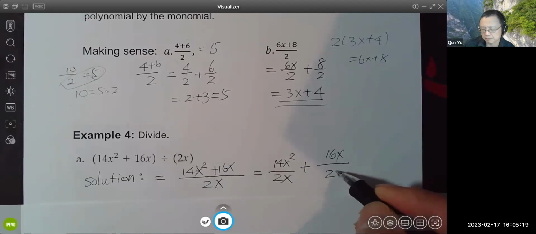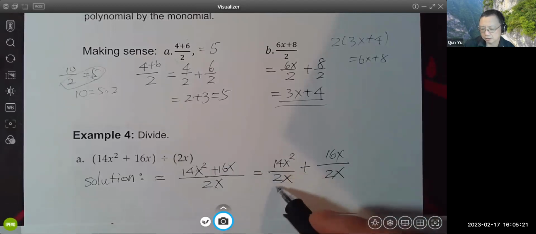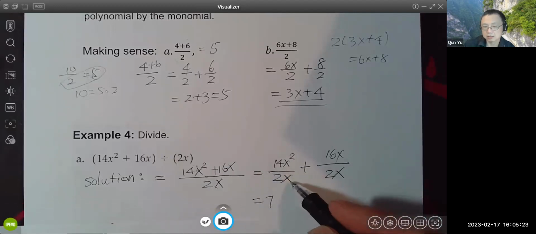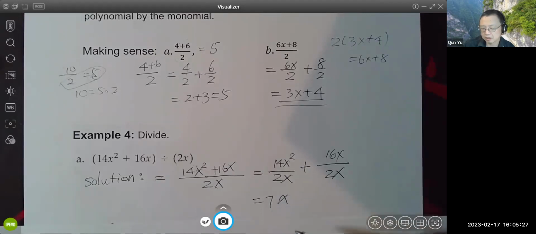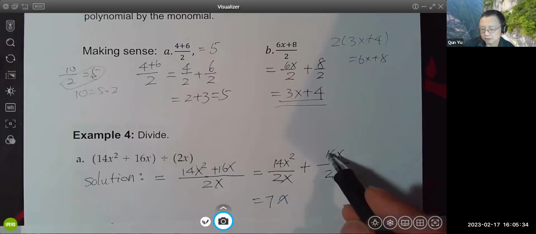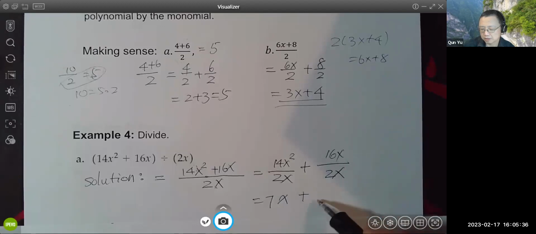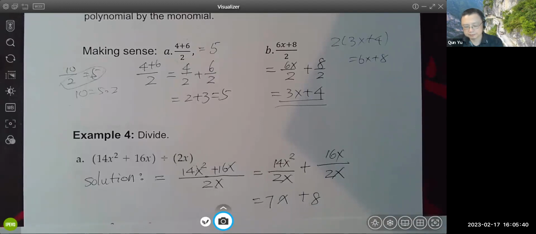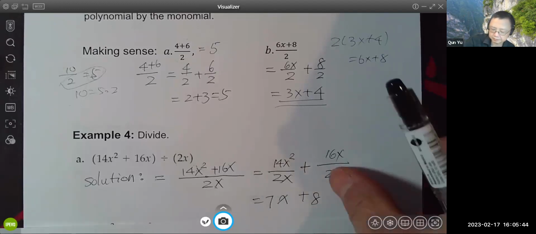16x over 2x. Now 14 divided by 2, that's 7. This x on the bottom canceled, you only have one x left. Since there's nothing left on the bottom, you don't need to use this fraction bar, okay? Now 16 divided by 2, that's 8, x canceled. So this is our final answer.